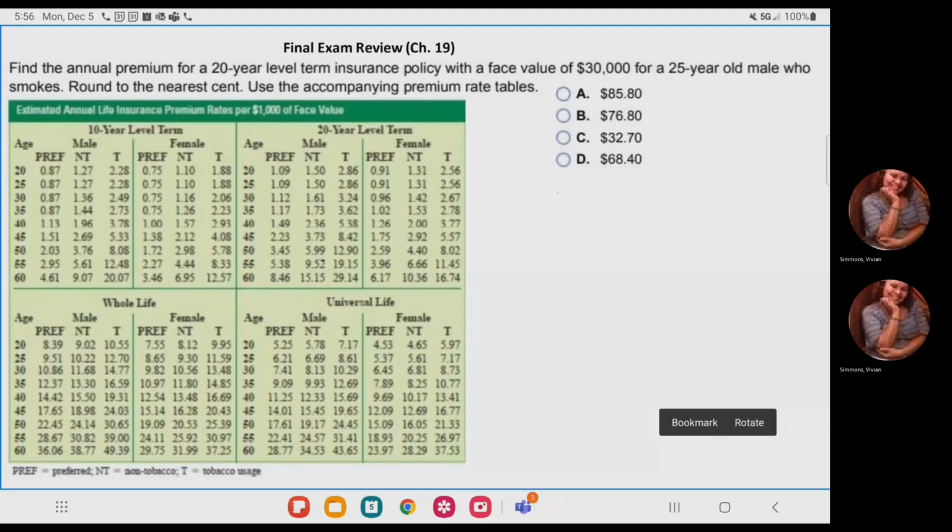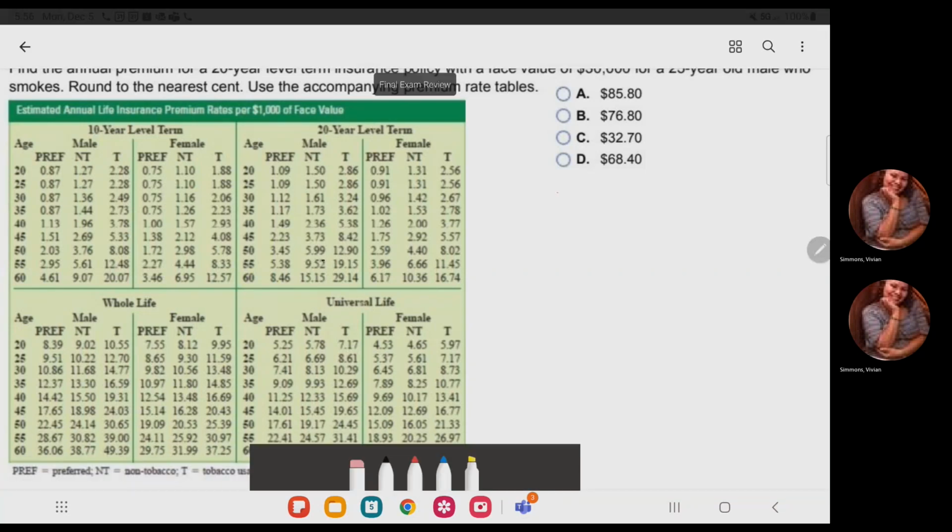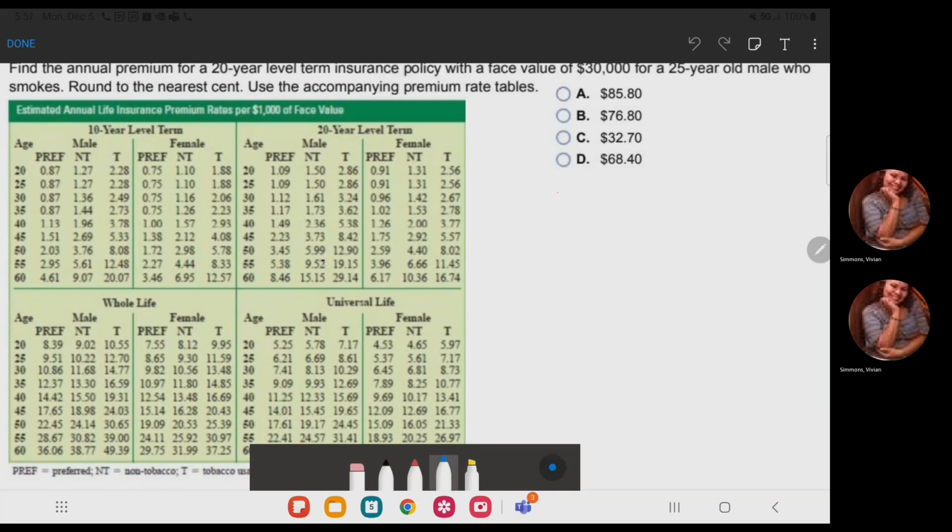Okay, so for the final exam review, we're going to start with dealing with the estimated annual premium. So important things you want to know for here. So you need to be able to compute the estimated annual premium, the EAP, by taking the face value, dividing it by 1,000, and multiplying it by the rate from the table.